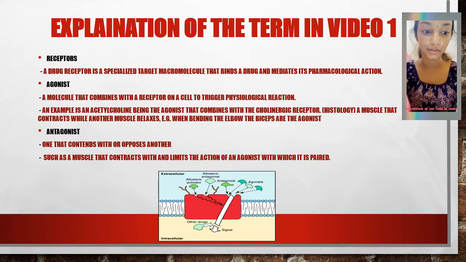An agonist is a molecule that combines with a receptor on a cell to trigger a physiological reaction. An example is acetylcholine being the agonist that combines with the cholinergic receptor. And lastly, an antagonist is one that contends with or opposes another, such as a muscle that contracts with and limits the action of an agonist, with which it is paired.